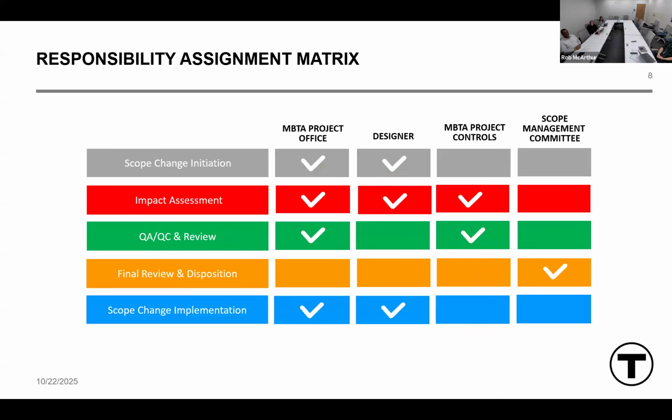So here is the responsibility assignment matrix. As you can see, the scope change initiation can happen by either the MBTA project office or the designer. Then we'll have impact assessments by the MBTA project office, the designer, and MBTA project controls. Those are each different steps. Then there will be a QA/QC and review done by the MBTA project office and MBTA project controls in 2 different steps. Then there will be a final review and disposition by the scope management committee, and the scope change implementation will be done by the MBTA project office and the designer.